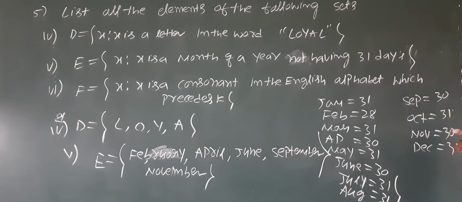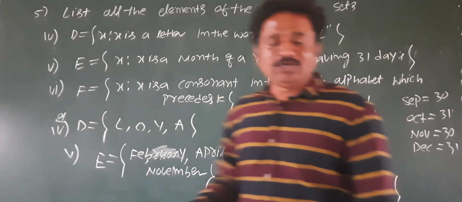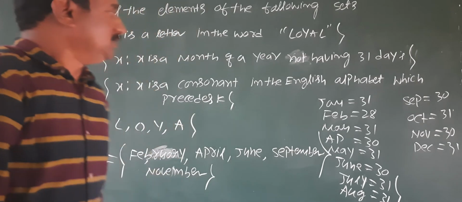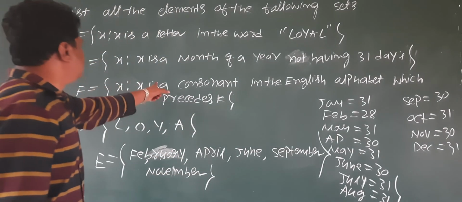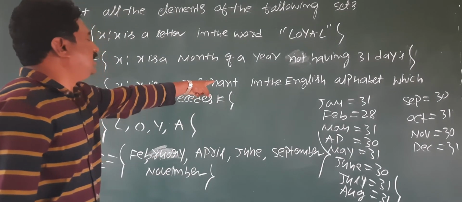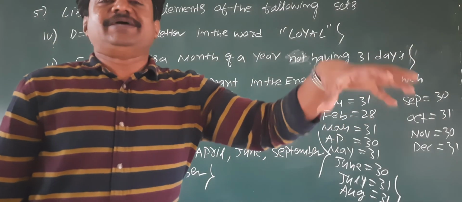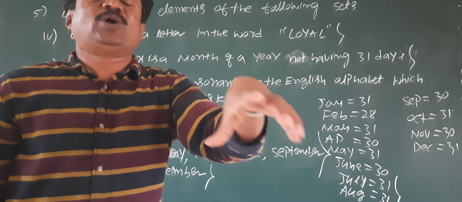Right? Keep alternating. I hope you understood, students. Let us go for solving one more question. Now the last question: X is a consonant. Except vowels, the English alphabets are called consonants.